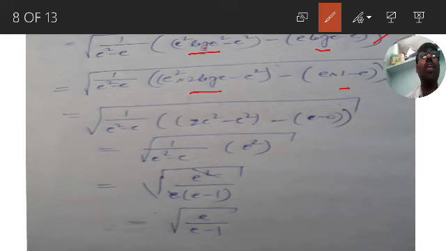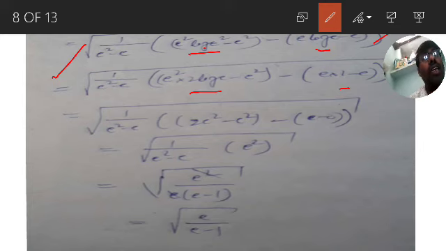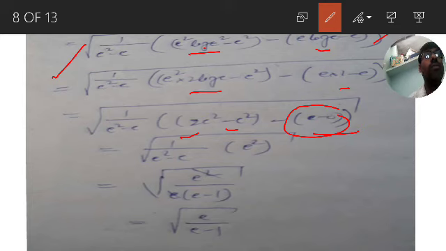Are you getting? So my next step becomes square root of 1 by e square minus c into e square into 2 log e minus e square minus e into 1 minus c. So log e is equal to 1. So what happens? It is square root of 1 by e square minus c, that is 2 e square minus e square, e minus e. E minus e becomes 0, that is 0 minus 0. This becomes 0. Are you getting?